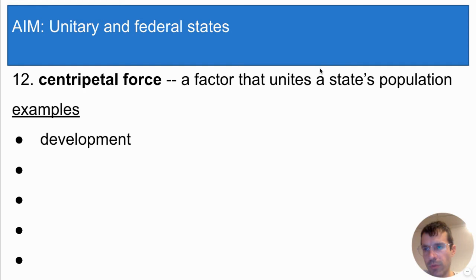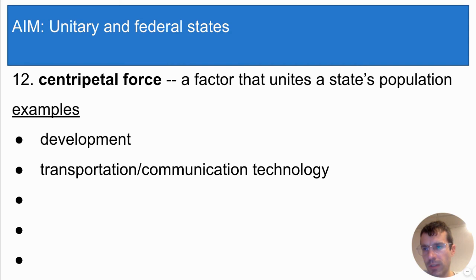Development means improving people's quality of life through jobs, healthcare, and education. When people feel like their lives are improving, they are more likely to be satisfied with their government, and they're less likely to exploit differences like ethnic divisions. So increasing development across the different regions of a country can help increase the feelings of unity among those regions.